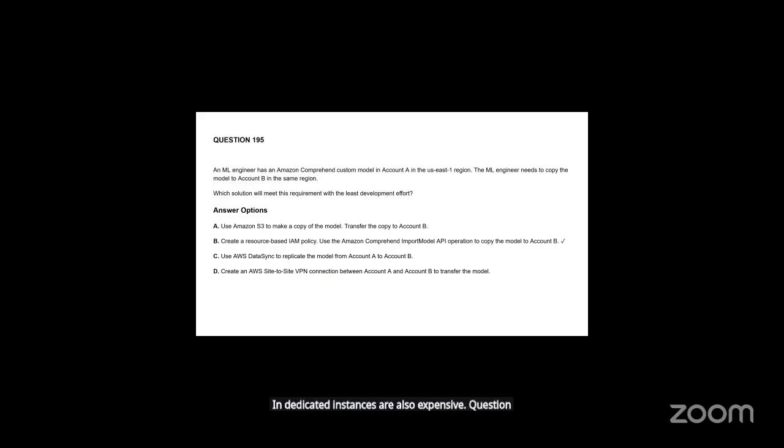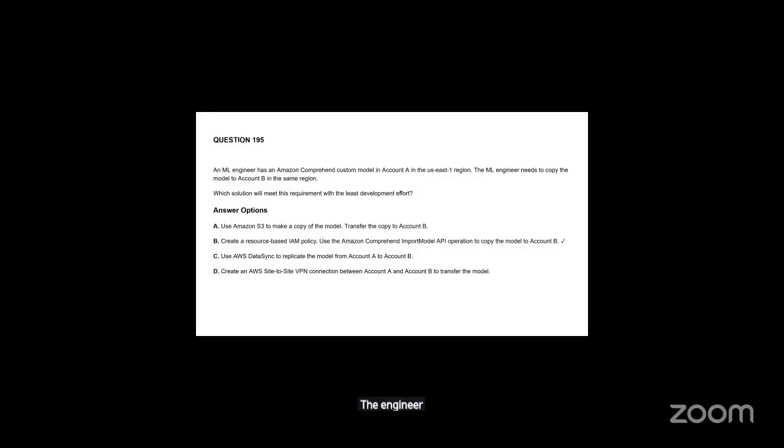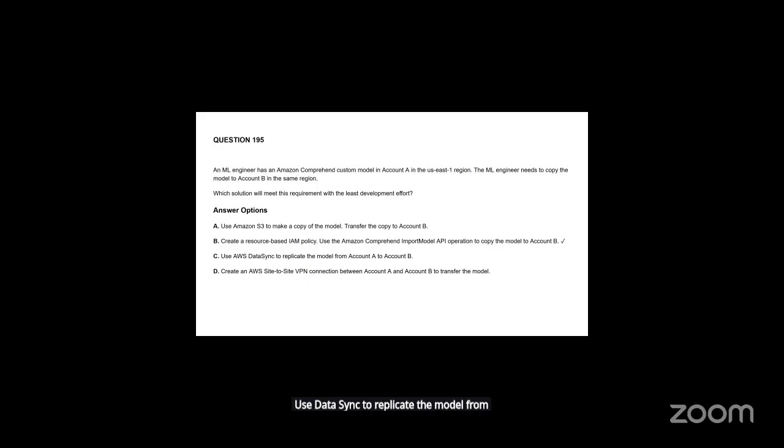Question 195. An engineer has a Comprehend custom model in account A in the US East 1 region. The engineer needs to copy the model to account B in the same region. Which solution will meet this requirement with the least development effort? Use S3 to make a copy and transfer the copy to account B. Create a resource-based IAM policy and use the Comprehend ImportModel API to copy the model to account B. Use DataSync to replicate the model from A to B. Create a site-to-site VPN between A and B to transfer.